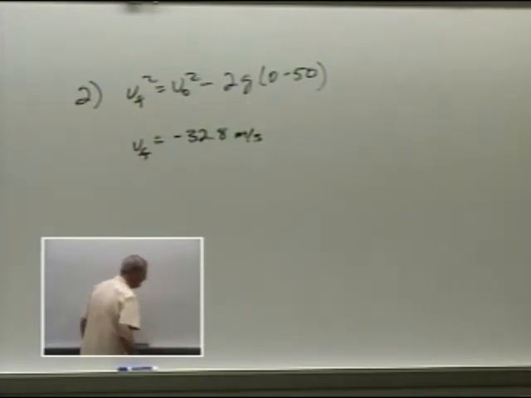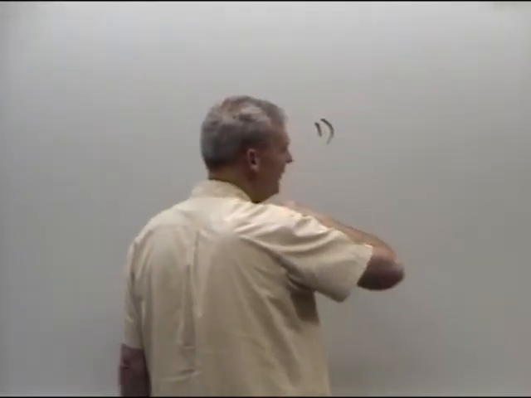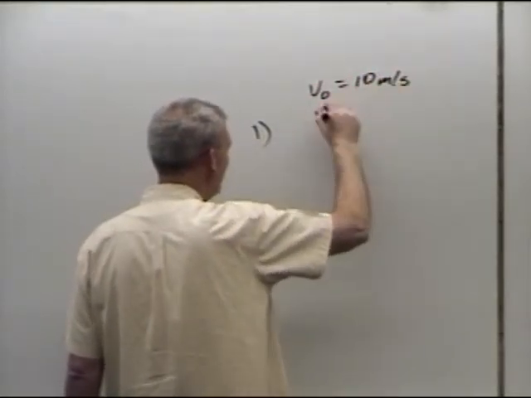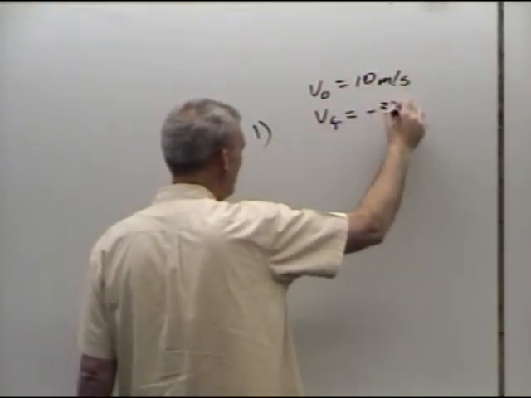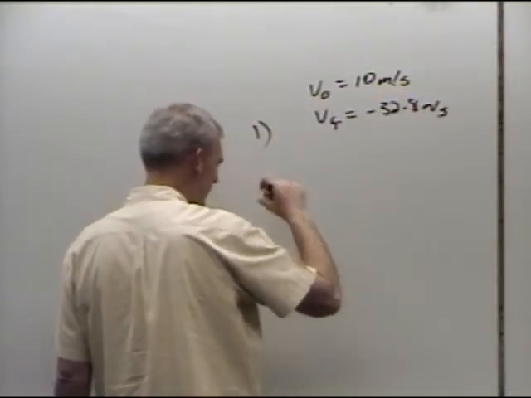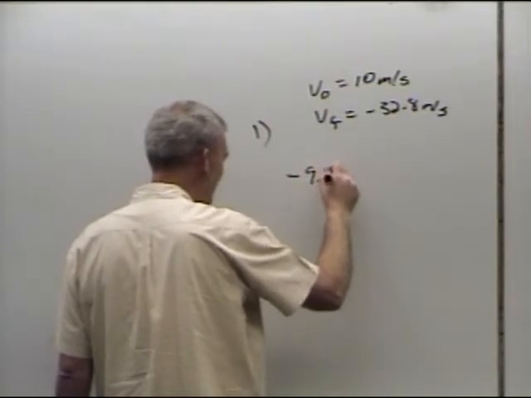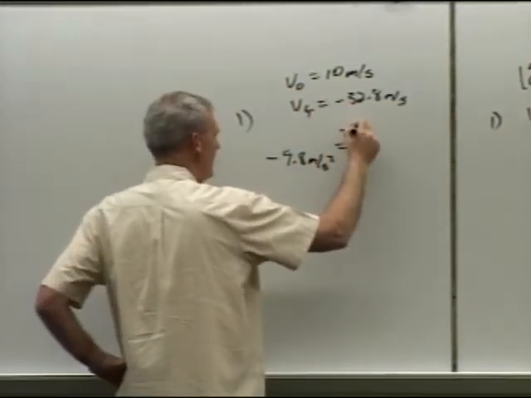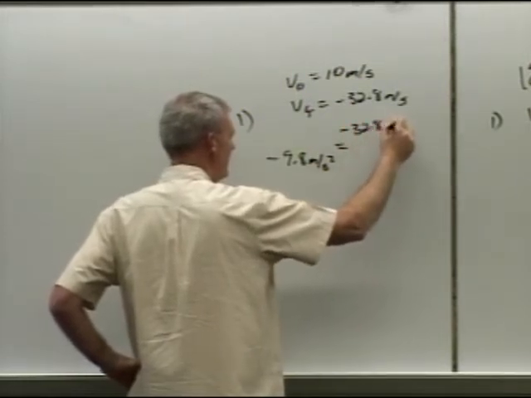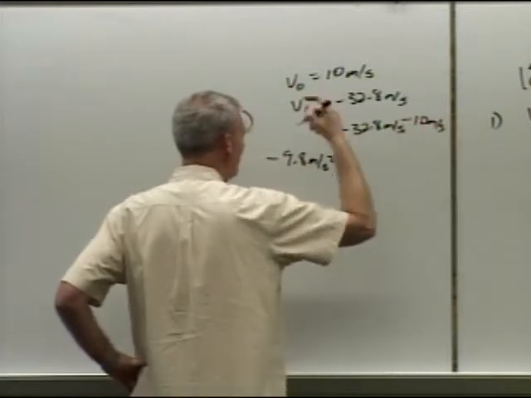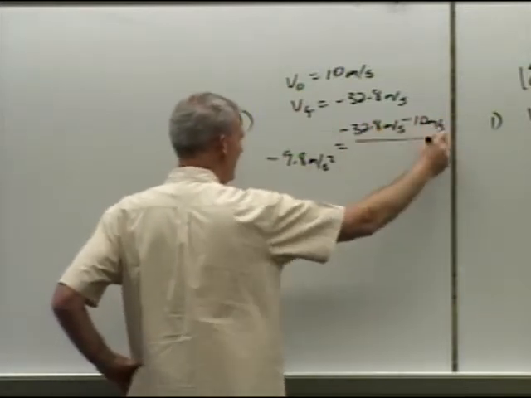So for the first one, we have v initial equal to 10 meters per second, and v final equal to negative 32.8 meters per second. And so you've got negative 9.8 meters per second squared equals negative 32.8 meters per second minus 10 meters per second, because that's what vf minus v naught is, divided by t.